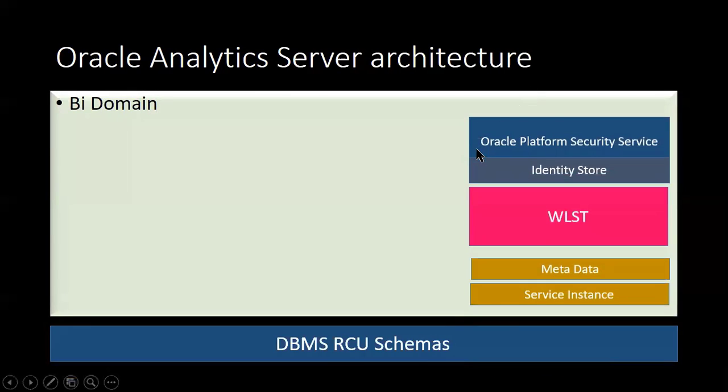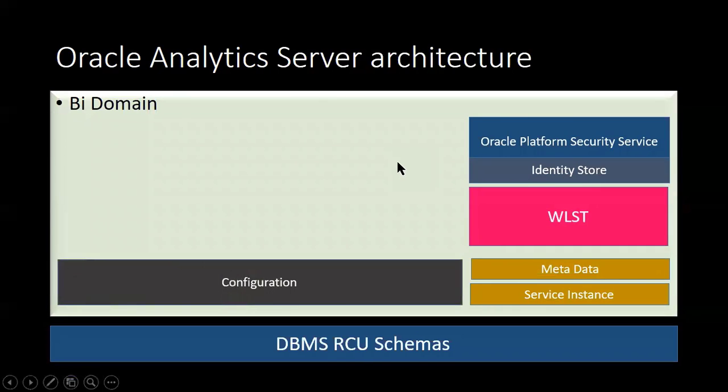Once it is available, you can have this set of layers which are the base for the intelligence that business intelligence needs to run. So we are going to have the metadata, and you're going to have the service instance and WebLogic, and it also supports identity access management and OPSS, Oracle Platform Security Service. So all these are different data sources which are connecting with the RCU schemas.